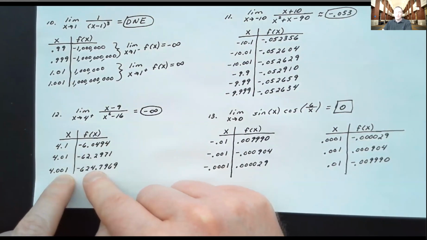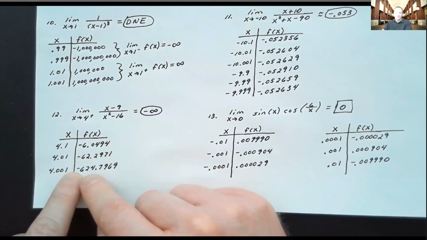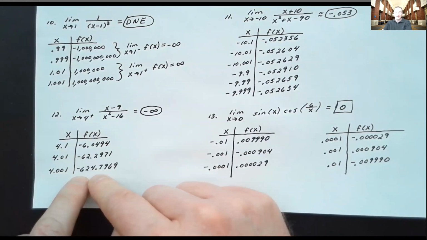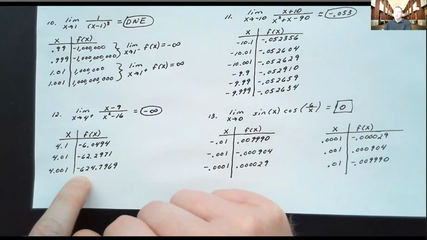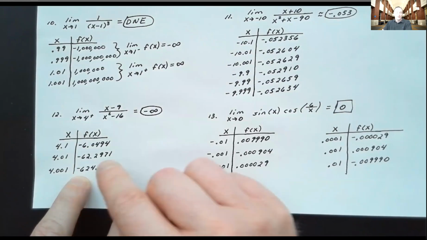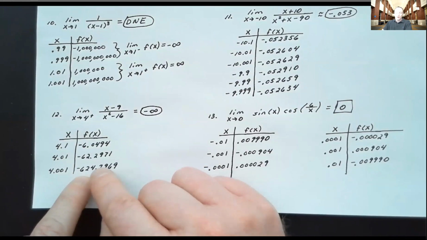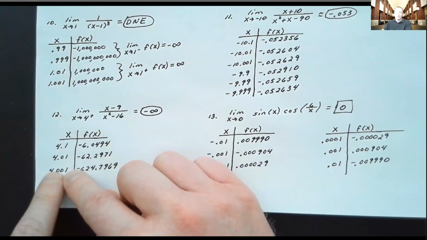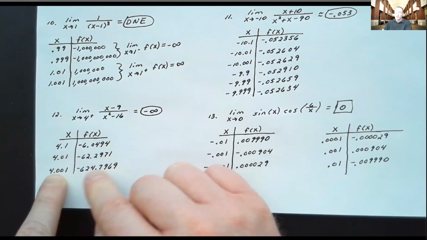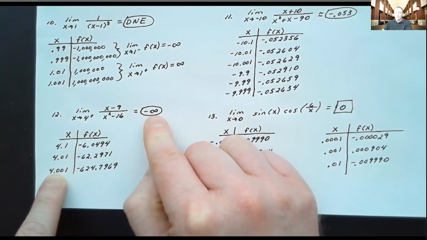So for example, if I said, hey, what do you think the y value is going to be at 4.0001? It's going to be over 6,000. I guarantee it. It's going to be like negative 6,240 something. So I am 100% confident that as I get closer and closer and closer to an x value of 4, because of this pattern, the y value is going off to negative infinity.